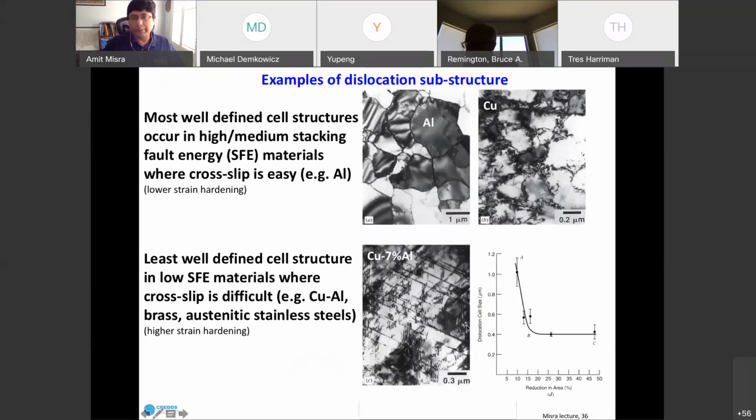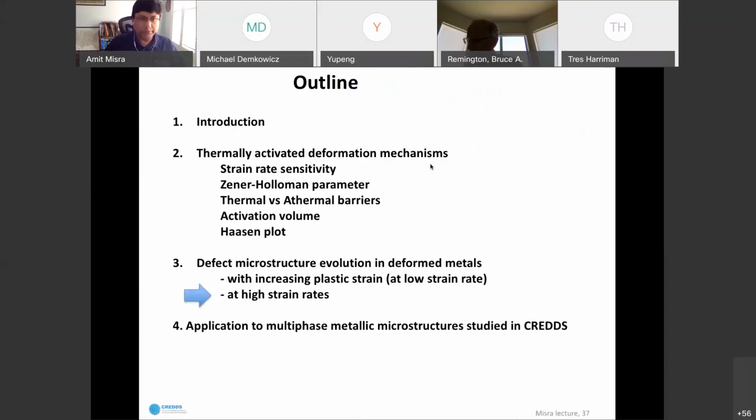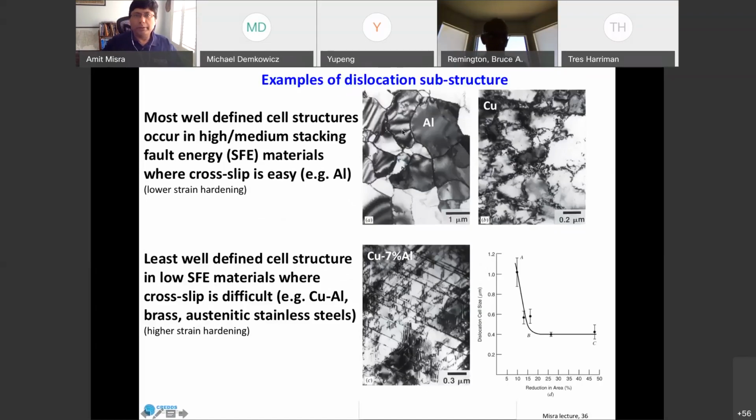And you see a very different behavior depending on the ability of a material's dislocations to undergo cross-slip, which is related to its stacking fault energy. So generally, the most well-defined cell structures form in metals that have a high stacking fault energy, because dislocations can easily cross-slip. The partial separation is very small, and so dislocations essentially move like a full Burgers vector. They can easily cross-slip from one plane to another. Aluminum is the best example of a high stacking fault energy material that will easily go into the stage 3 and show a lower strain hardening.